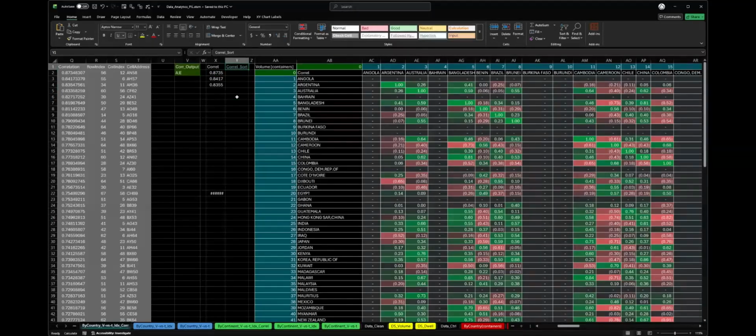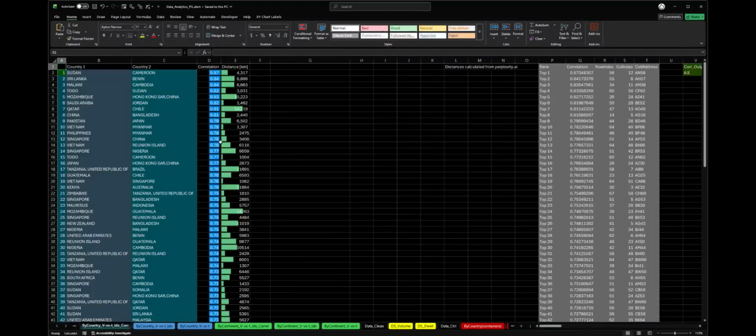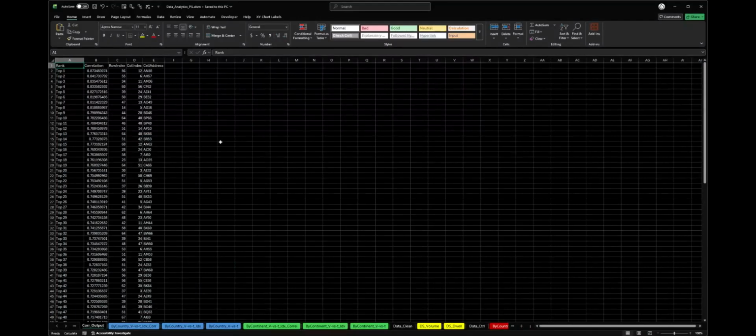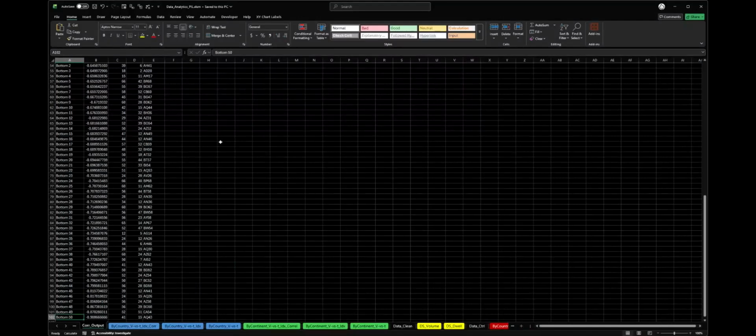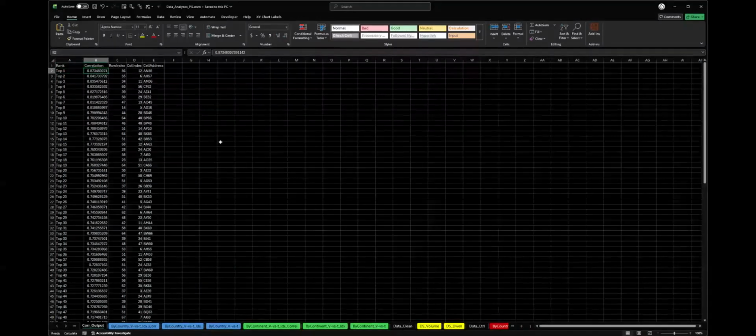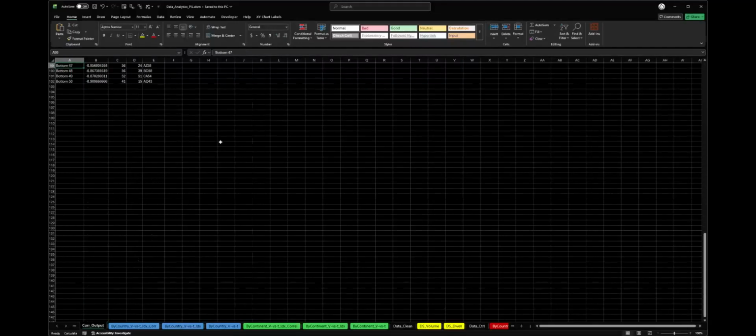So I wrote a macro. If you click on Y1, it will calculate the correlation. The macro is inside the sheet itself here called CorrelSort here in sheet 14. So if you click on this, it will then generate the output here to sort them by the most correlated to the least correlated. I just put the top 50 and the bottom 50.